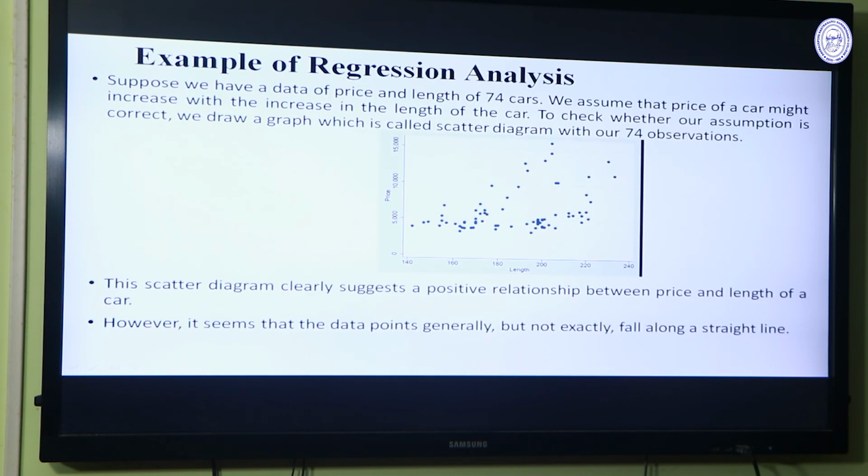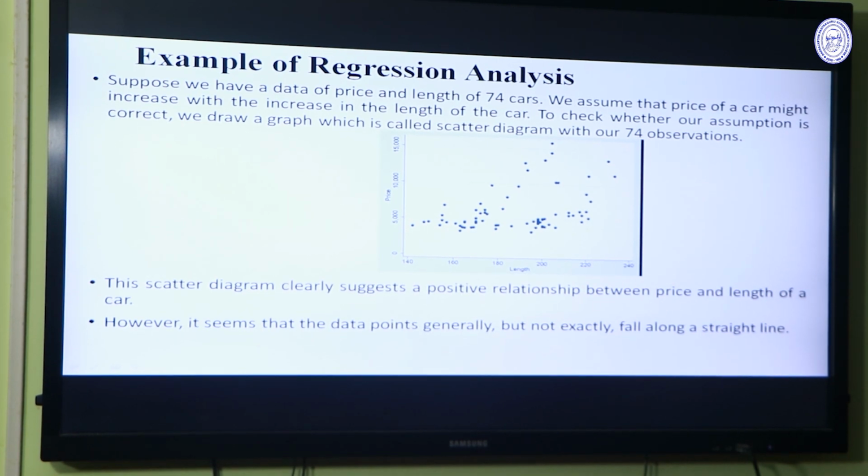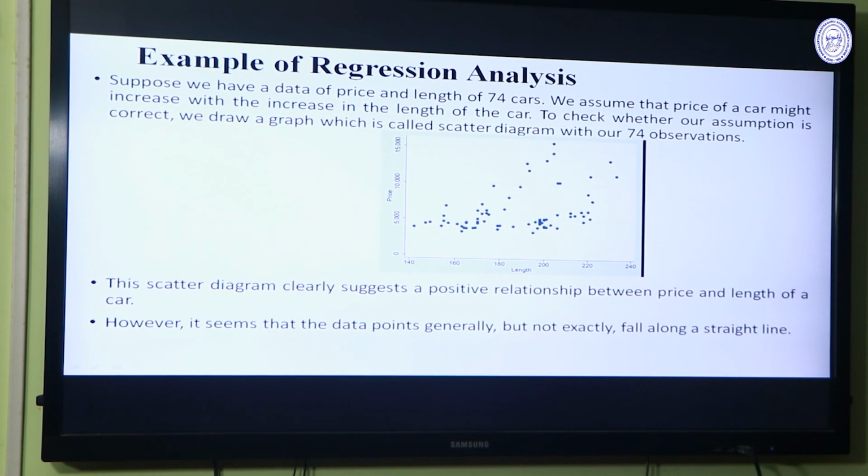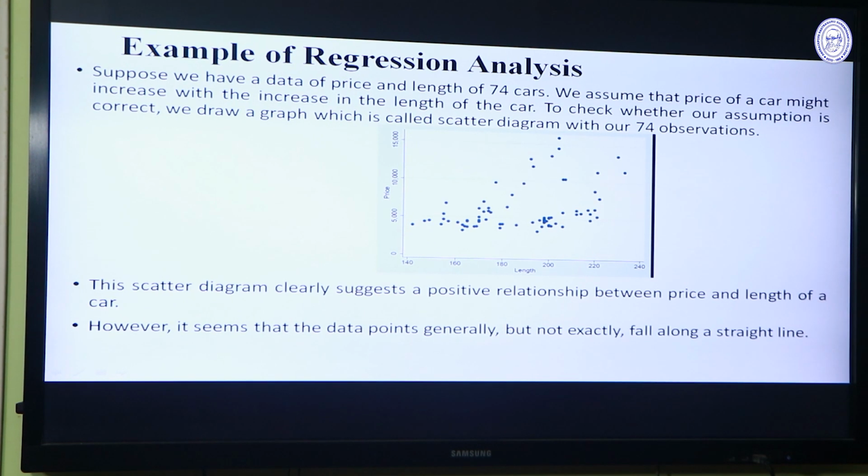Suppose we have data on price and length of 74 cars. Now, we all know that the price of a car increases with the increase in the length of the car. The bigger the car is, the higher will be the price; everybody can say that. Now, whether this relationship is applicable everywhere, for every country, for every place, can that be said in the blink of an eye?